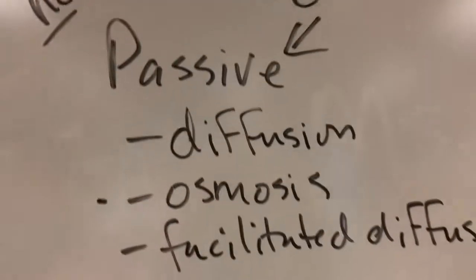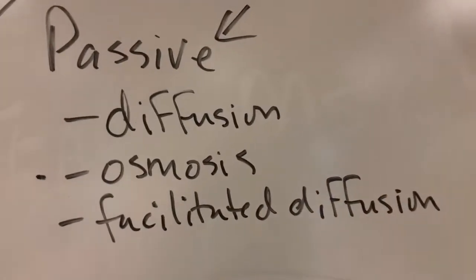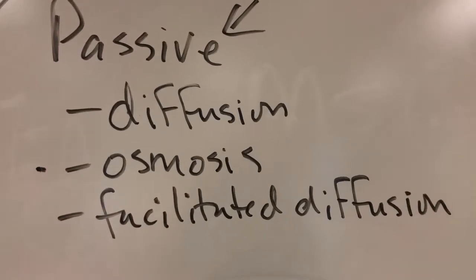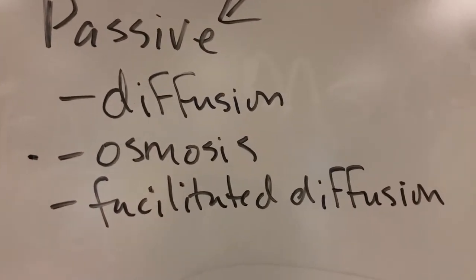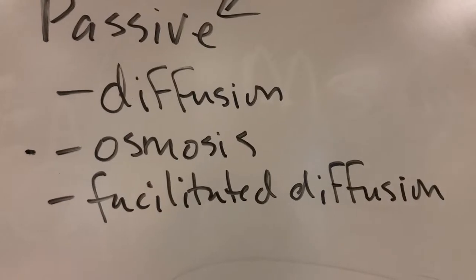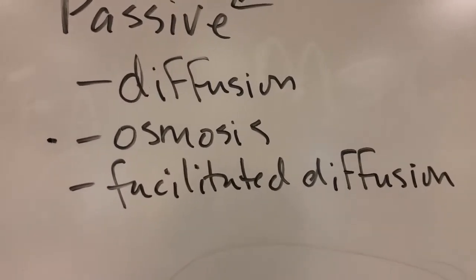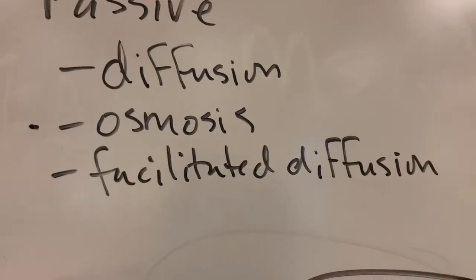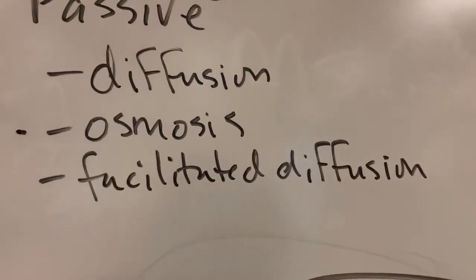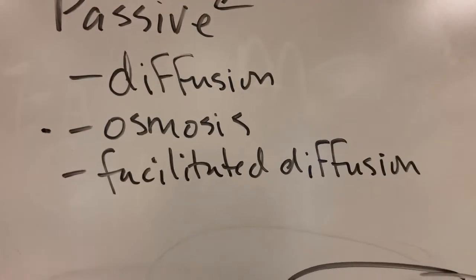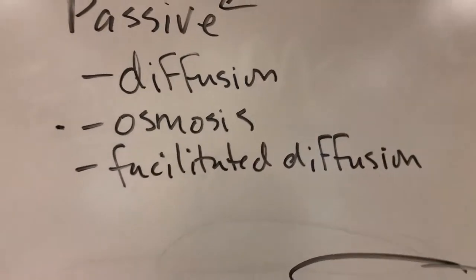And in passive transport, there's basically three types. You have diffusion, which is just the movement of molecules from high to low concentration. You have osmosis, which is the diffusion of water from high to low concentration across a membrane, and facilitated diffusion, which is the movement of molecules from high to low concentration across the membrane with the help of proteins that are embedded in the membrane. So the proteins are helping or facilitating that diffusion.